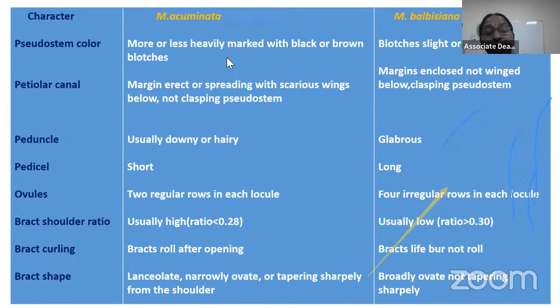And similarly, bract curling: the bracts roll back after the opening of the flowers in acuminata, but in the other they do not roll. Similarly, the bract shape is also observed. It is generally lanceolate and tapering in acuminata, whereas in balbisiana it is broadly ovate and not tapering.